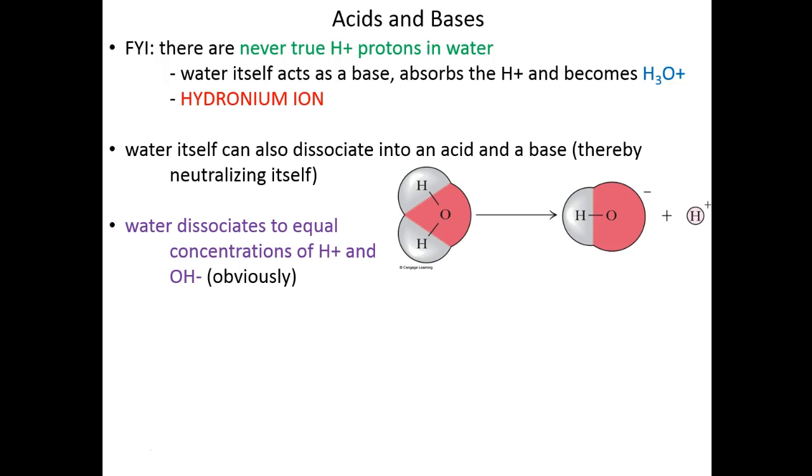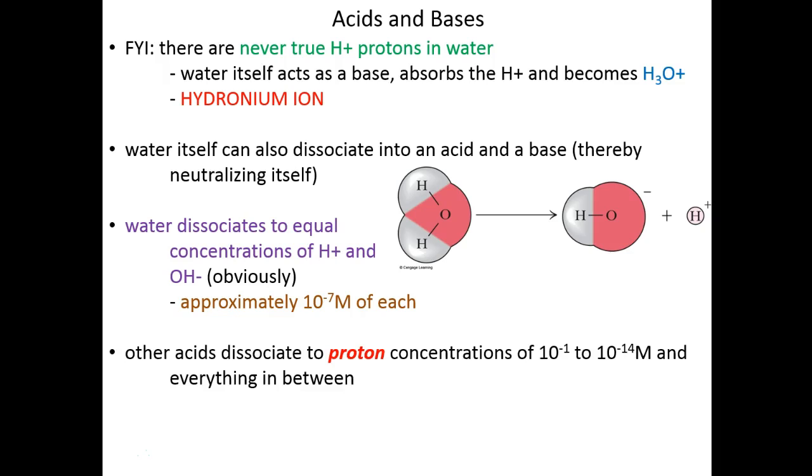Water dissociates to equal concentrations of proton and hydroxide ion, not surprisingly, because anytime you get one, you have to get the other. These add up to give you water. And if you allow water to freely dissociate until it reaches an equilibrium, and then you measure the amount of free proton from water or free hydroxide ion from water, you'll find that you have about 10 to the minus 7th molar of each. So when water dissociates, the concentration of free proton from water is about 10 to the minus 7th molar.